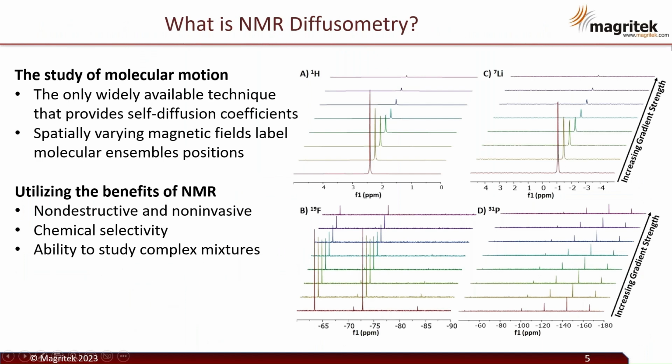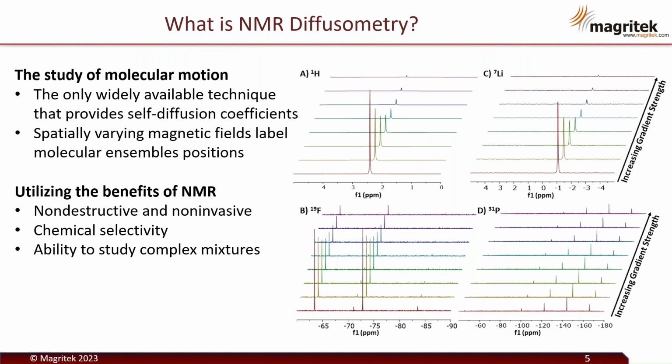So to start, what is NMR diffusometry? Well, NMR diffusometry is simply the study of molecular motion. And NMR is really the only widely available technique that provides these self-diffusion coefficients. We'll get into a minute of what those self-diffusion coefficients actually are. What NMR does is utilize spatially varying magnetic fields to label these spin ensemble positions throughout the sample, and therefore we are able to track their diffusion coefficients.